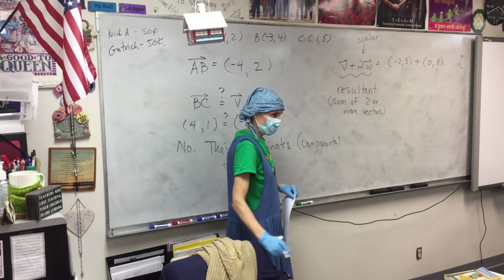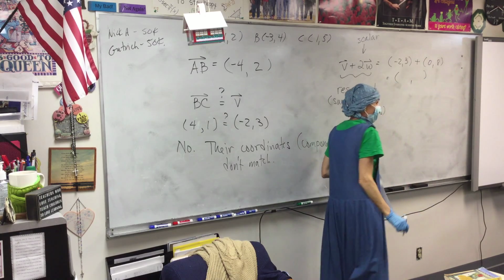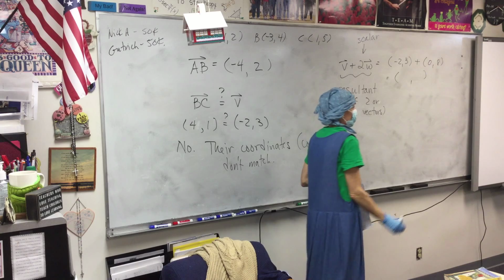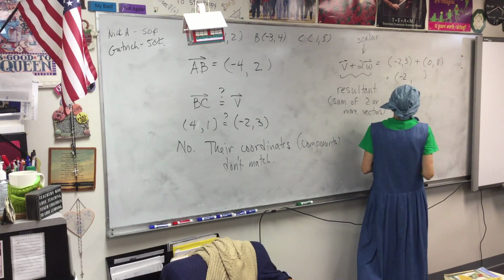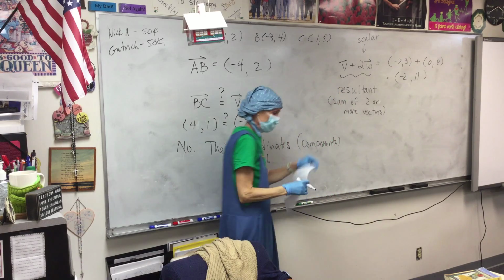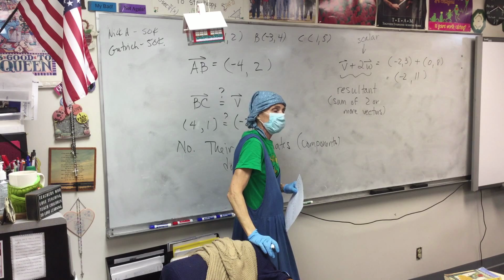Now I'm going to add these. You are just straight up adding them. So what do you get when you add the x's? What do you get when you add the y's? Here's the answer to the question. Negative 2, 11. That's V plus 2W. Negative 2, 11.